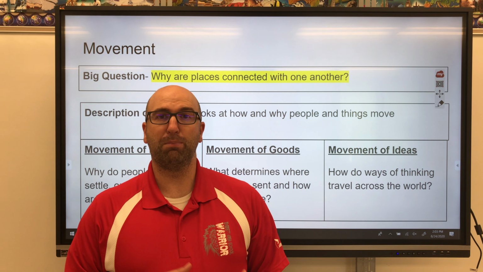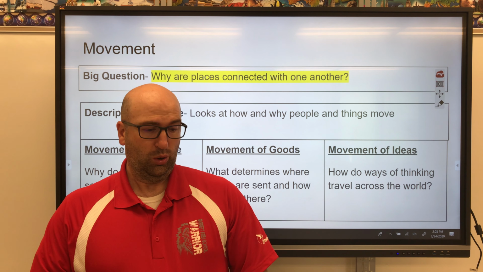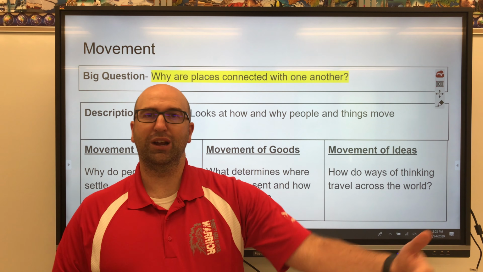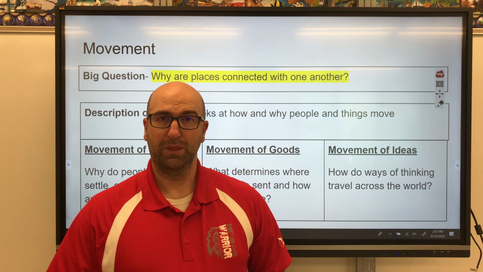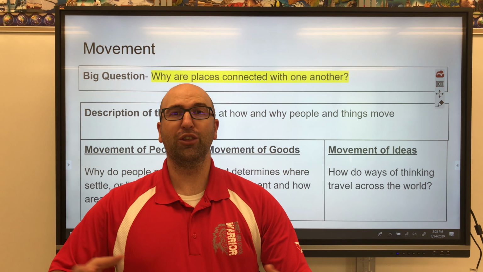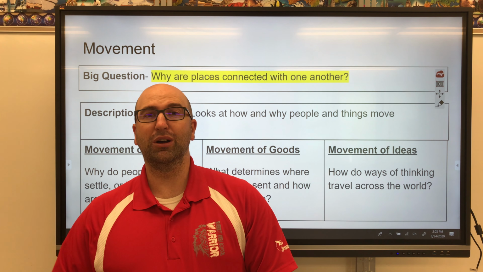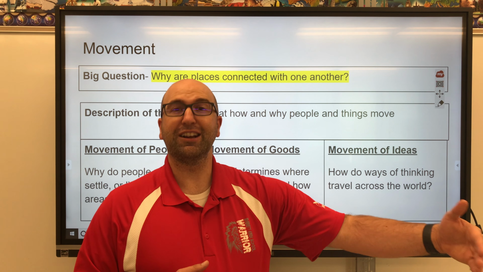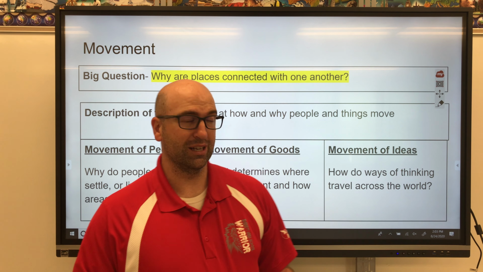Movement of goods. Goods are items that are bought and sold. Well, how do those goods get from one place to another? What modes of transportation take them? Why do some areas produce certain items and other areas of the world don't? You can look at what resources are available in those areas that affects why they're produced in those areas.